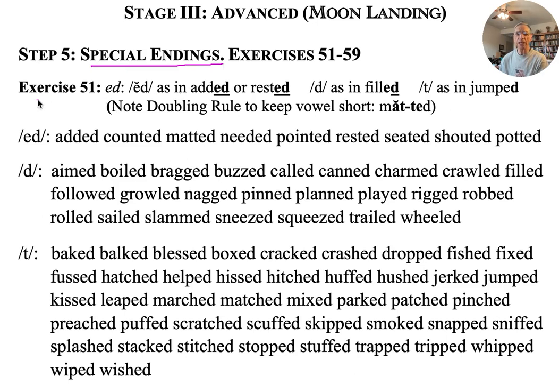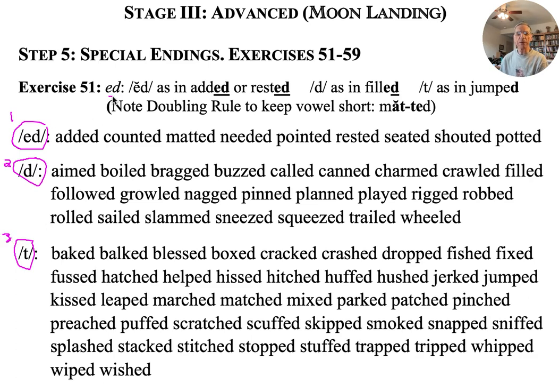So we're going to be looking at the endings that we add on to words. So here in exercise 51, we're going to be introducing ed. You'll write ed at the end of a word to show that it's something that happened in the past. That's called past tense. And it has 3 different sounds. If you'll look over to the left here, we have ed, that's one sound. We have the d, that's a second. And then we have the t, that's the third.